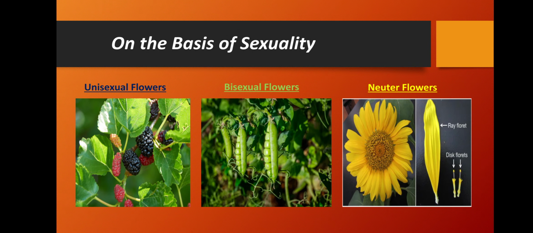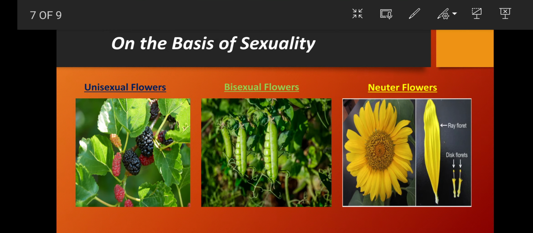Next, on the basis of sexuality, flowers can be classified into three: unisexual, bisexual, and neuter. First, unisexual flowers. Flowers which have only one sexual organ, either androecium or gynoecium, are termed unisexual flowers. Flowers with only one stamen. It means when only the stamen is present in the flower.